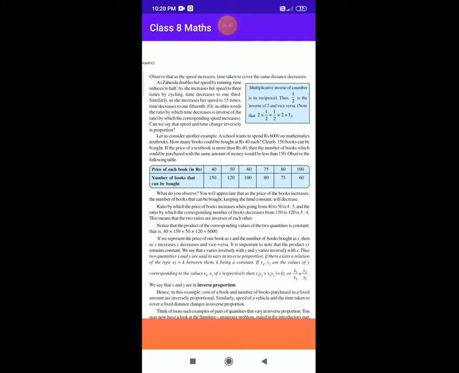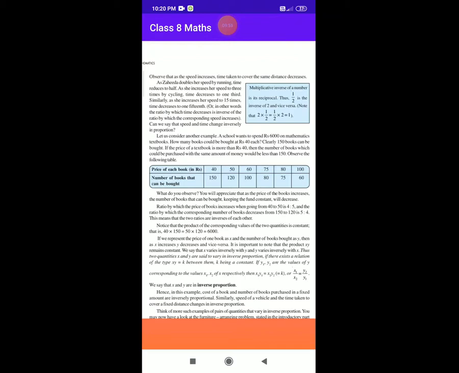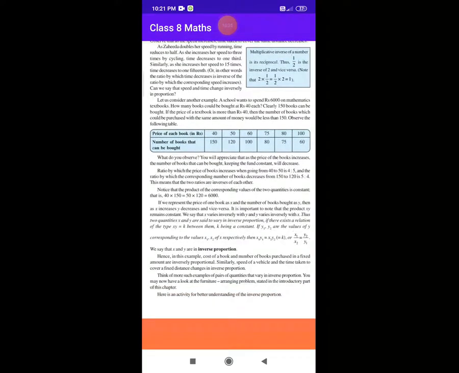if there exists a relation of the type xy equal to k between them, k being a constant. If y1, y2 are the values of y corresponding to the values x1, x2 of x respectively, then x1 y1 is equal to x2 y2 equal to k, or x1 upon x2 is equal to y2 upon y1. So we say that x and y are in inverse proportion.